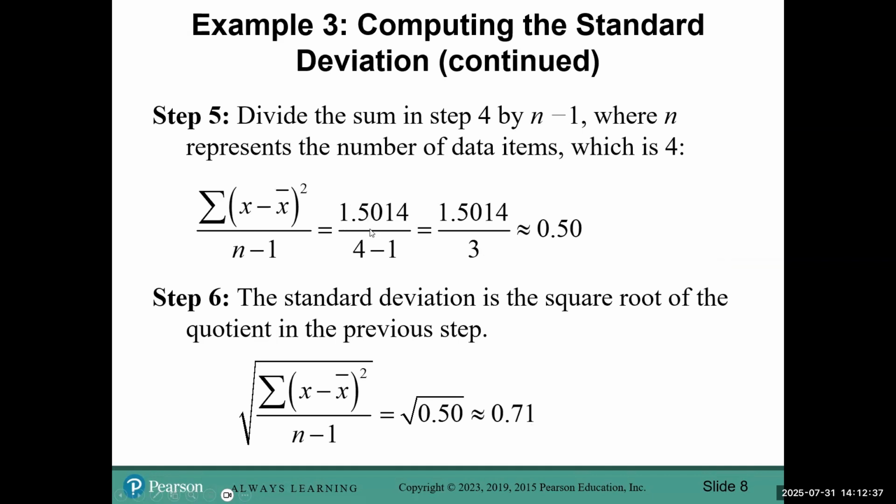Then I'm going to divide that by 1 less than the number of data values, so 4 minus 1, or 3. Then I'm going to take the square root. So the standard deviation is 0.71. What that tells me is that most of the data is 71 cents on either side of the mean.